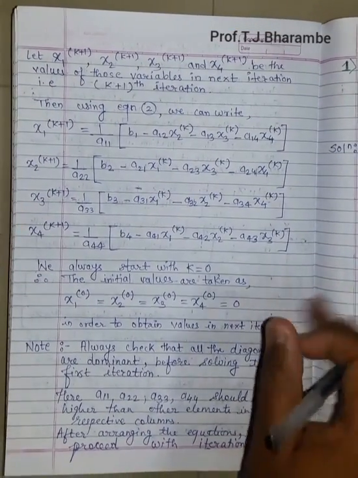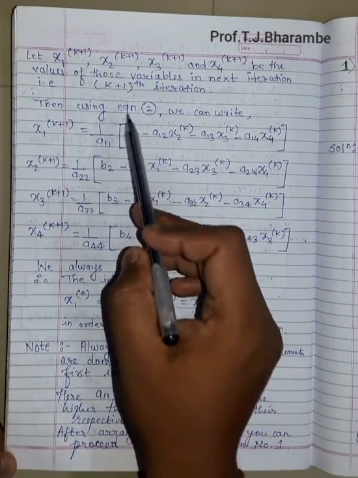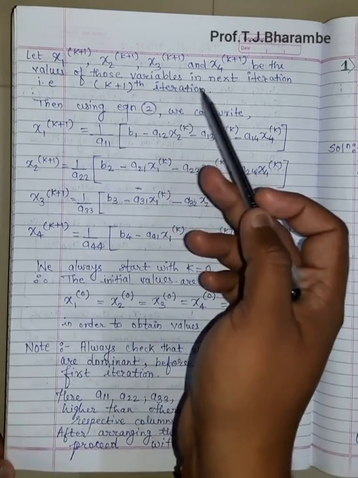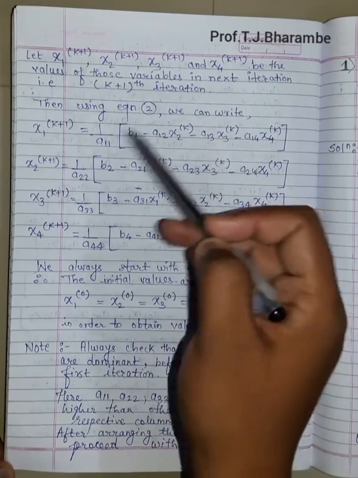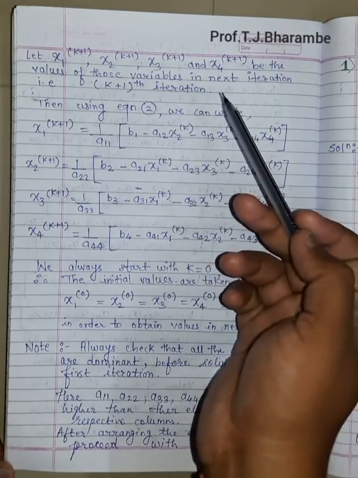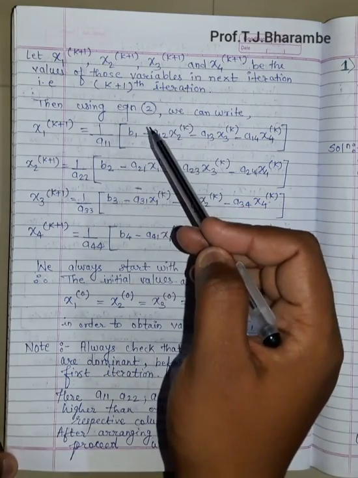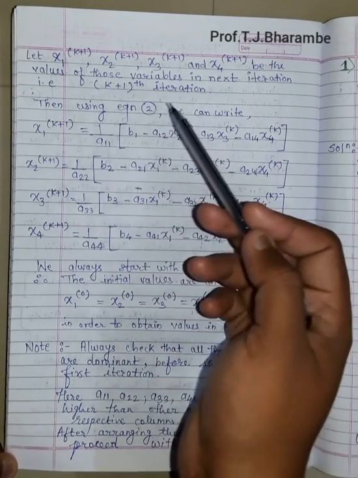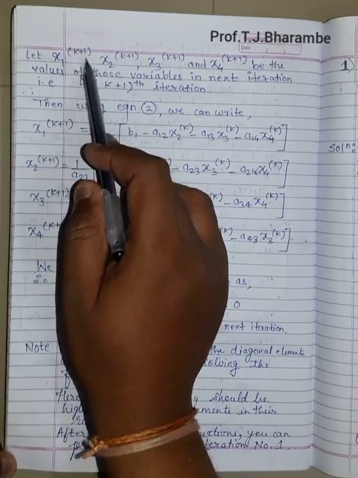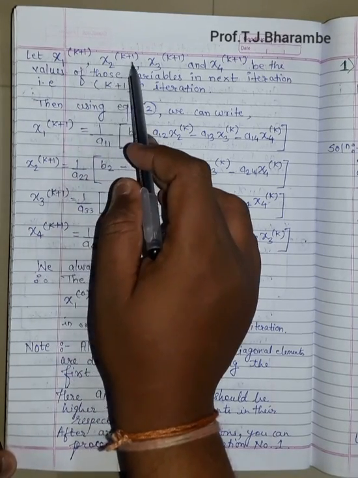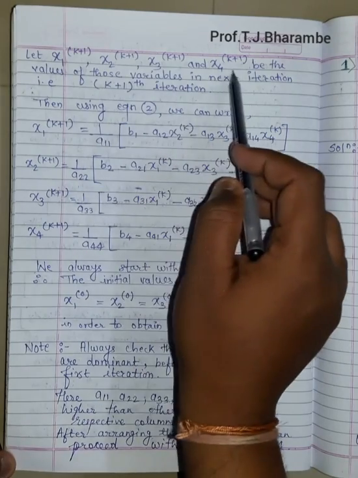See on the next page, as you can see here, previously we have seen x1 raised to k, x2 raised to k, x3 raised to k and x4 raised to k, that were the values at kth iteration. Now if you want to find the value of next iteration, then you can write it as x1 raised to k plus 1, x2 raised to k plus 1, x3 raised to k plus 1, x4 raised to k plus 1.